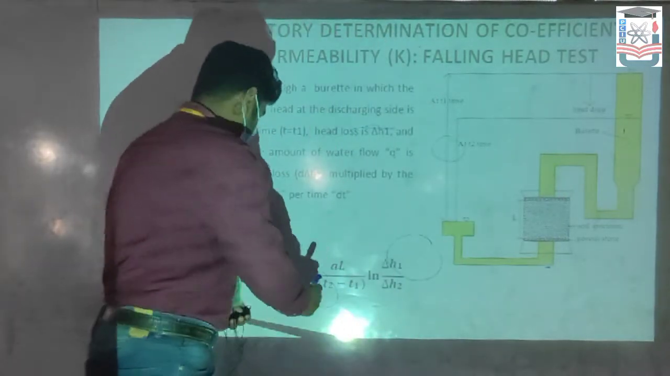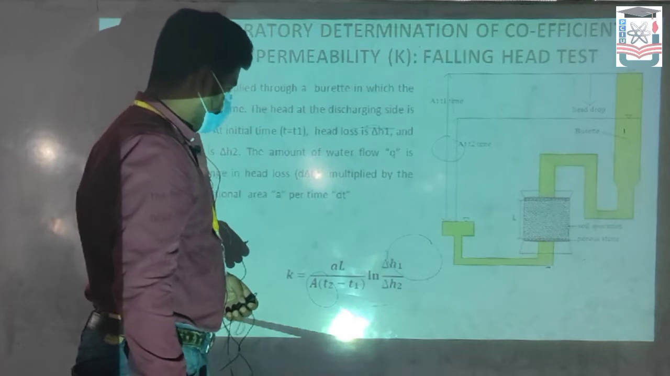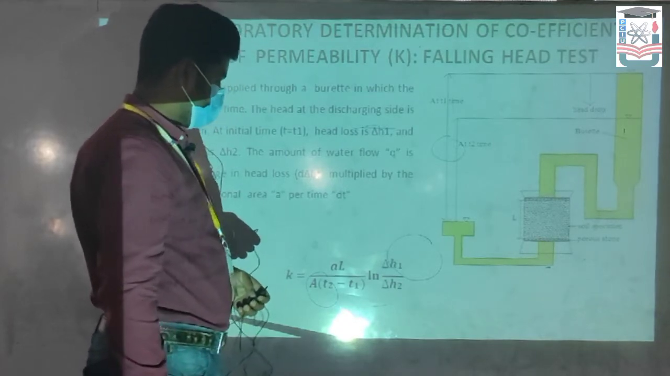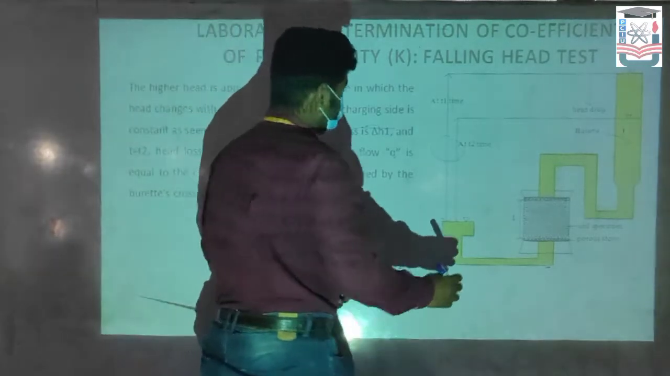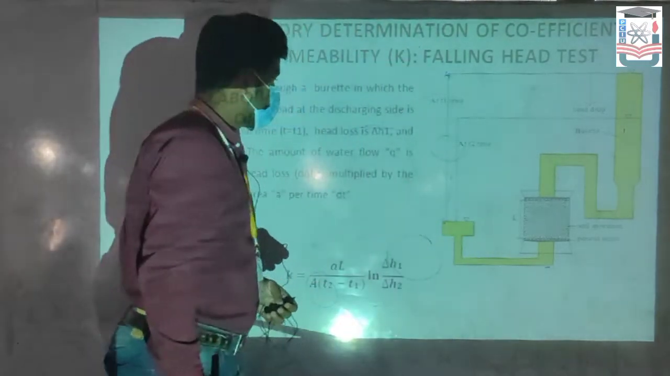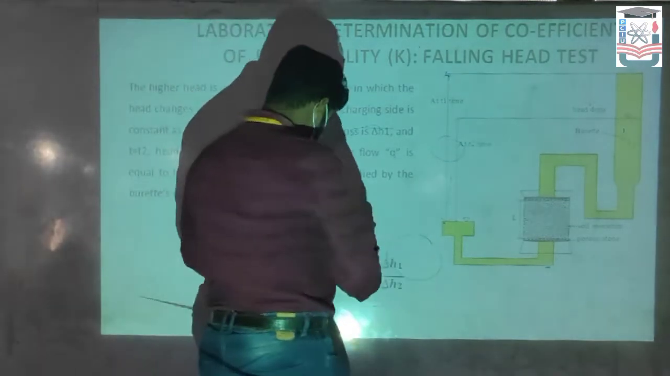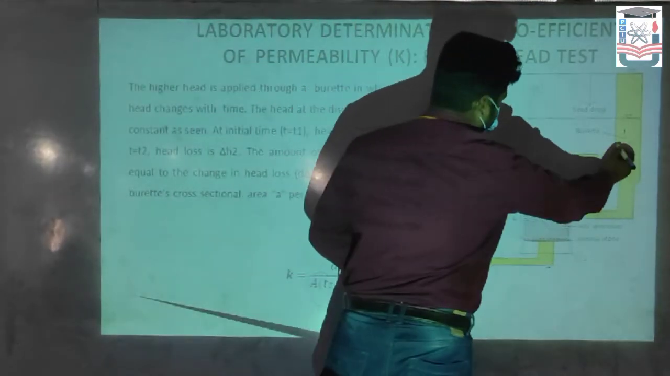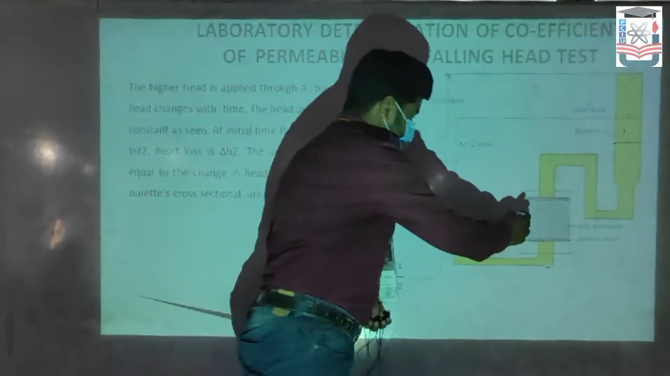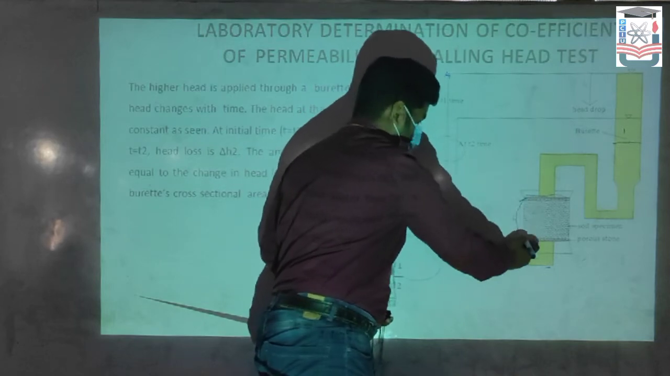For the falling head test, the equation is K equal to small a divided by capital A into T2 minus T1, ln del H1 divided by del H2. This height is del H1 when time T equals T1. T1 is the initial time, small a is the cross sectional area of the burette, capital A is the cross sectional area of the specimen, and L is the length of the specimen.